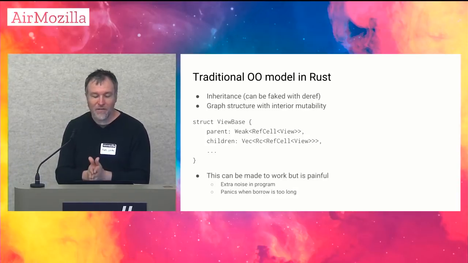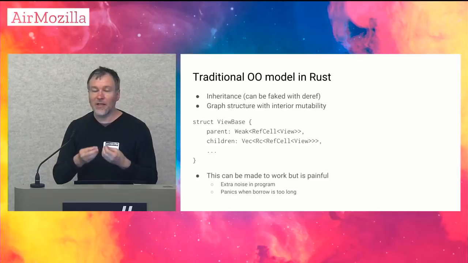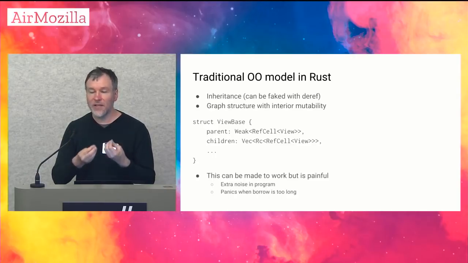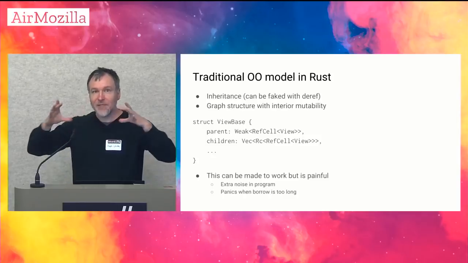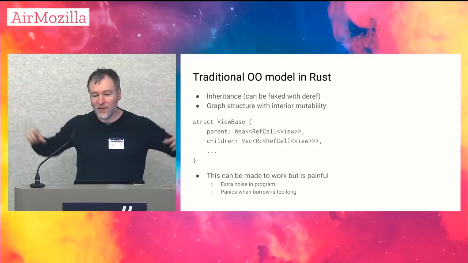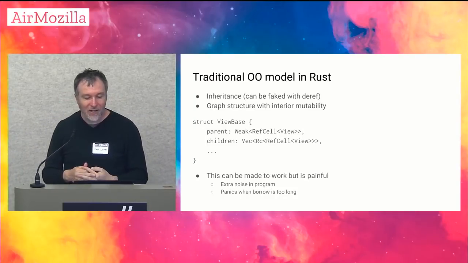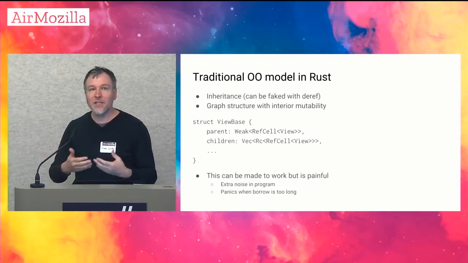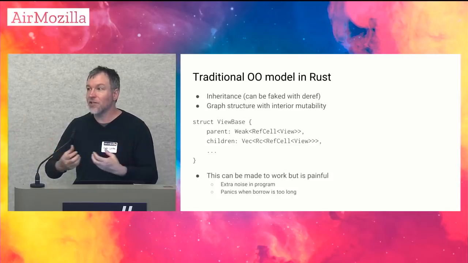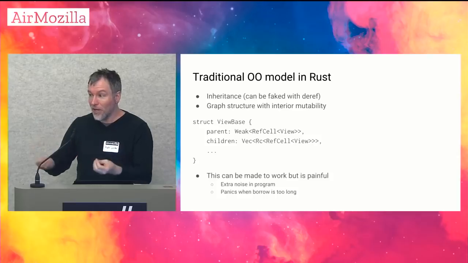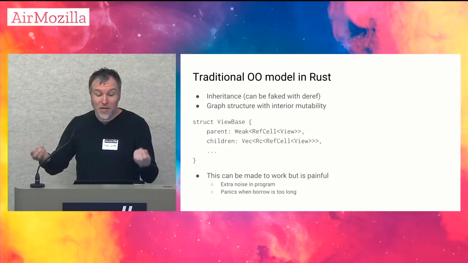I've actually written a fair amount of code using this model, but it is not fun. It is pretty painful. You get a lot of extra noise in the program where you're constantly borrowing these explicit references. The types get a lot of angle brackets in a row, which is not great to look at. And it's also not fun at runtime, because you need to borrow in order to actually be able to do anything with these objects. And if your borrow is too long and you do something while you're still holding the borrow, then you get a panic.